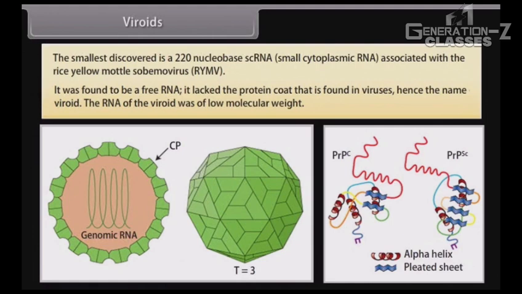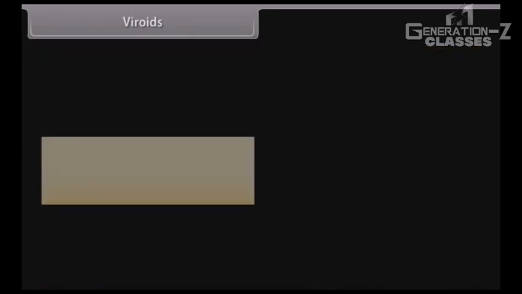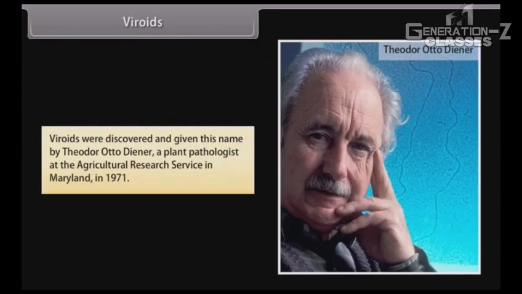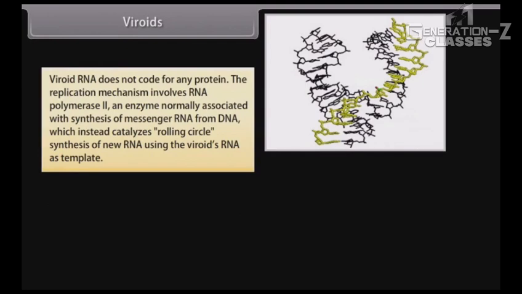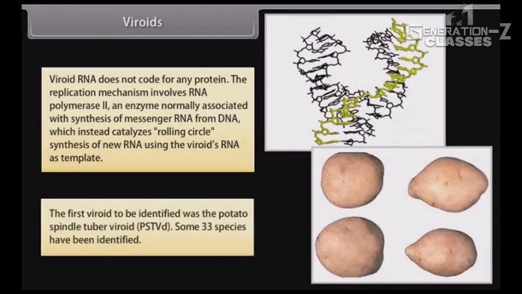The RNA of the viroid was of low molecular weight. Viroids were discovered and given this name by Theodor Otto Diener, a plant pathologist at the Agricultural Research Service in Maryland in 1971. Viroid RNA does not code for any protein. The replication mechanism involves RNA polymerase II, an enzyme normally associated with synthesis of messenger RNA from DNA, which instead catalyzes rolling circle synthesis of a new RNA using the viroid's RNA as template. The first viroid to be identified was the potato spindle tuber viroid, that is PSTVd. Some 33 species have been identified.